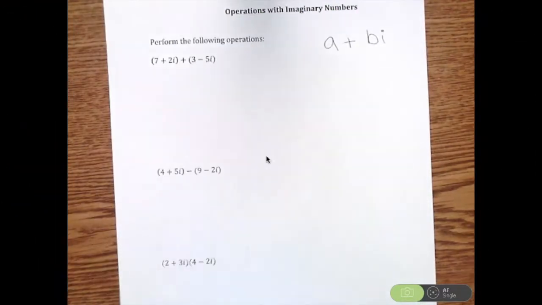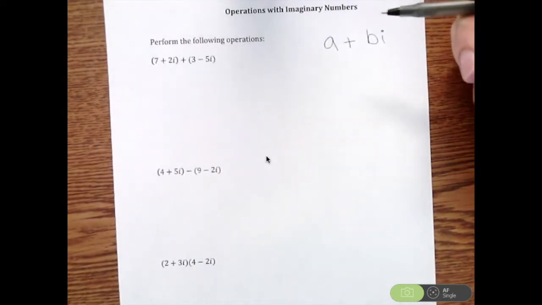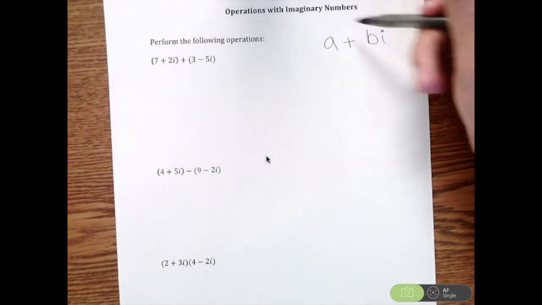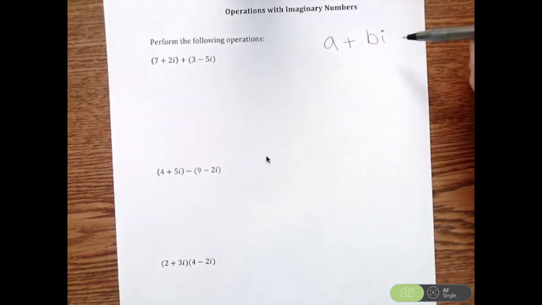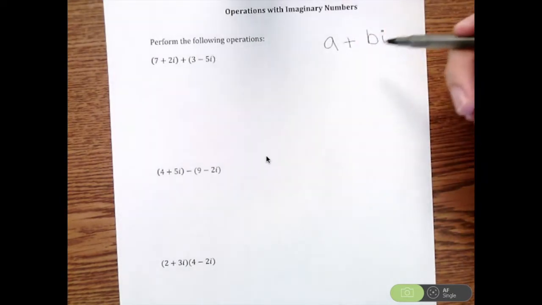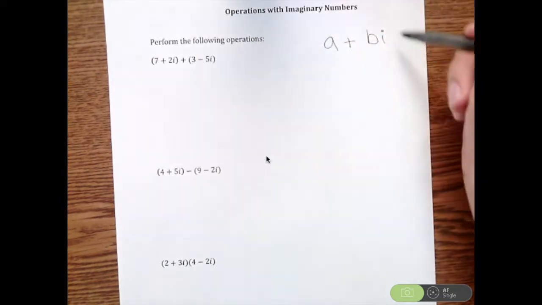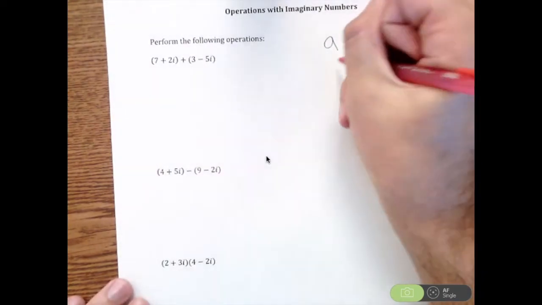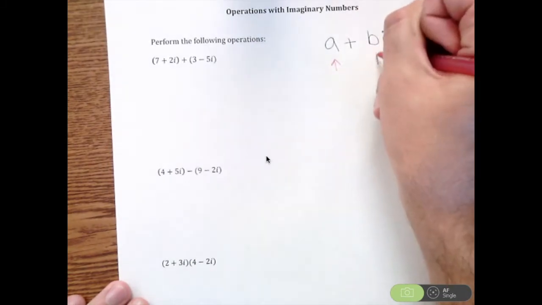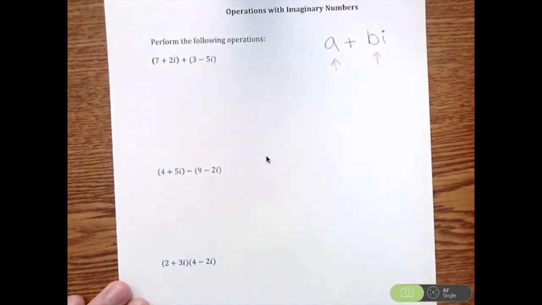In this video, I will be discussing various operations we can do with imaginary numbers, more specifically, complex numbers. In all these problems, we have a complex number of the form a plus bi. So we have some number in the front, and then this number attached to i in the back.